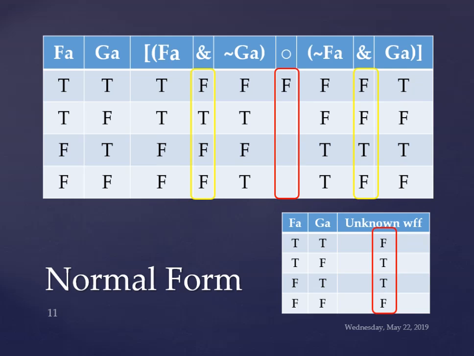And then I have a true and a false. It's going to be a true. And then I got a false and a true, so that's going to be a true. And then I got a false and a false in the last row, so that's going to be a false. And wouldn't you know it, I have the exact same values under the main connective here for my normal form sentence as I do under my unknown sentence.